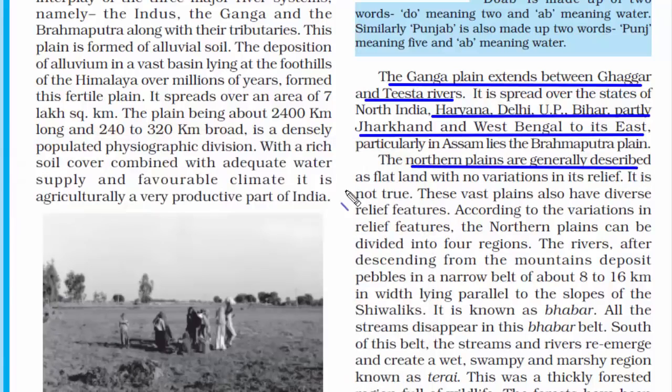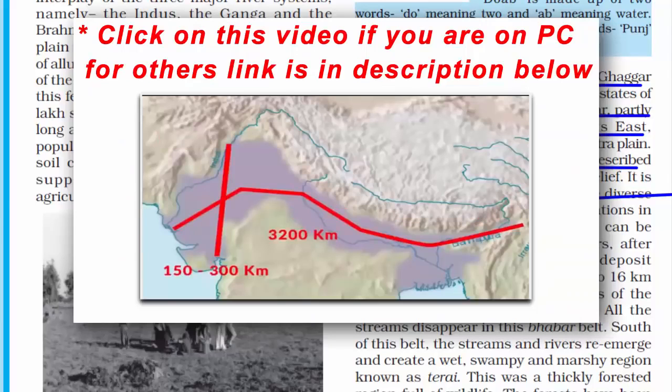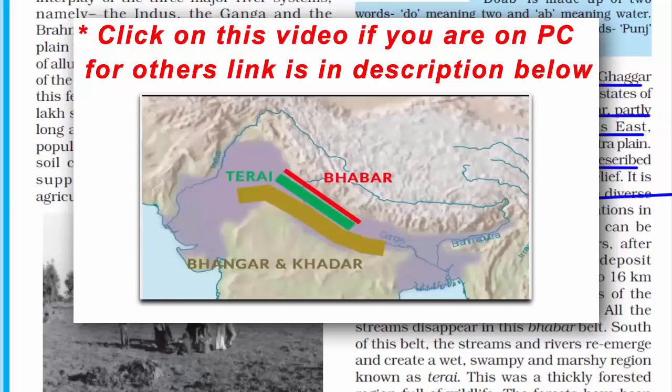Usually the northern plains are generally described as flat land, but it has little variation in its relief. Basically, I'm talking about different types of alluvial soil. I'm not going to explain about alluvial soil. Instead, I want you to watch this video wherein I have specifically covered alluvial soil in detail. So just head over there, watch it, and you will get it pretty clearly.